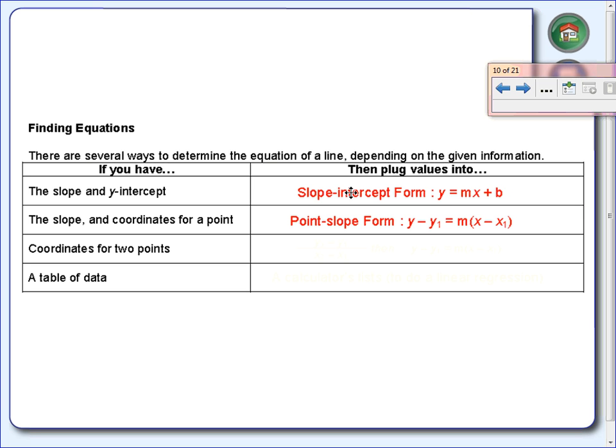The next one says the coordinates of 2 points. So what if I just give you 2 ordered pairs and I say, give me an equation? I don't know what to do. Say that again. And what is that going to help us do?